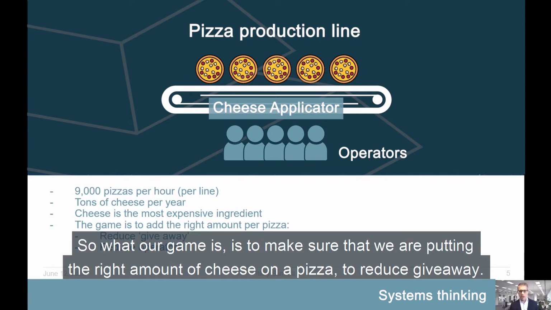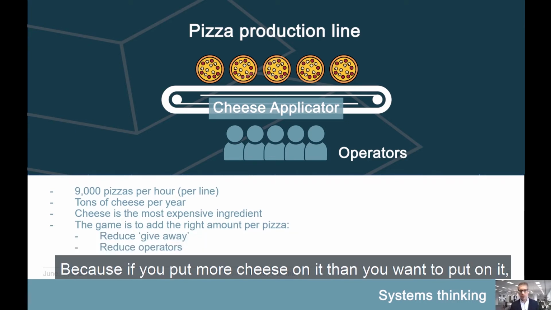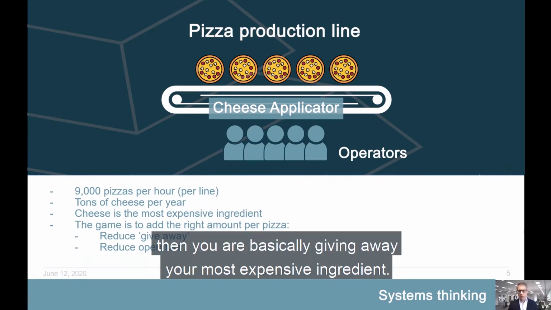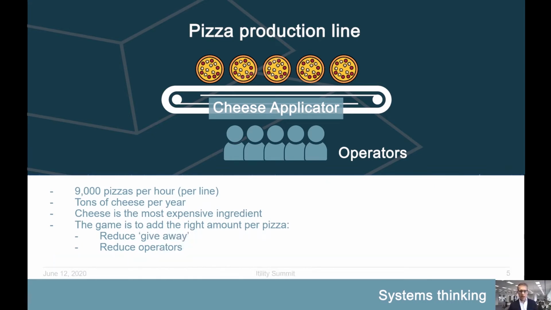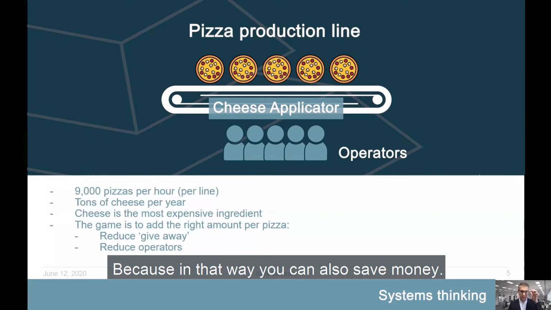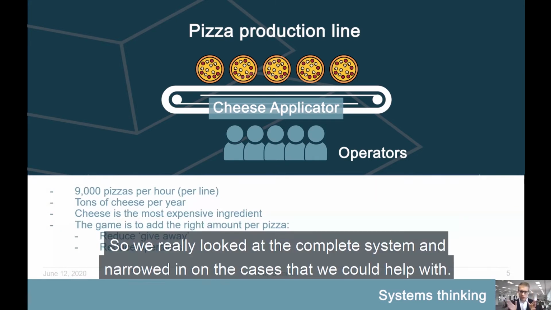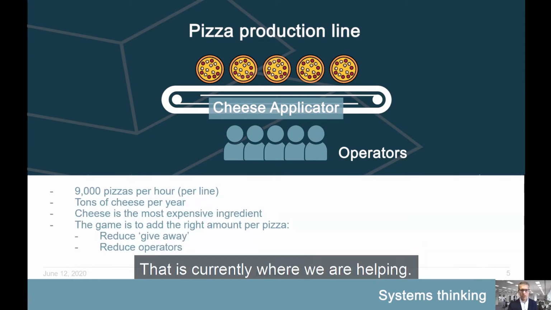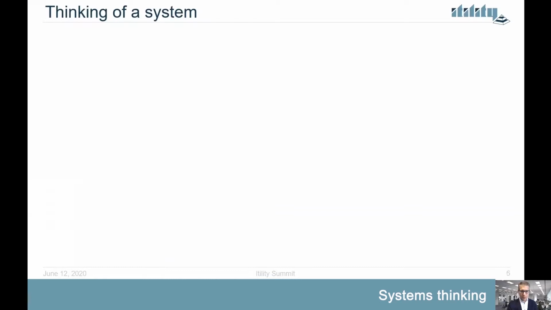So our game is to make sure that we are putting the right amount of cheese on a pizza to reduce giveaway. Because if you put more cheese on it than you want to, then you're basically giving away your most expensive ingredient. But you also want to reduce the number of operators that are running the system, because in that way you can also save money. So we really looked at the complete system, and we narrowed in on one of the cases that we could help with. That's currently where we're helping.